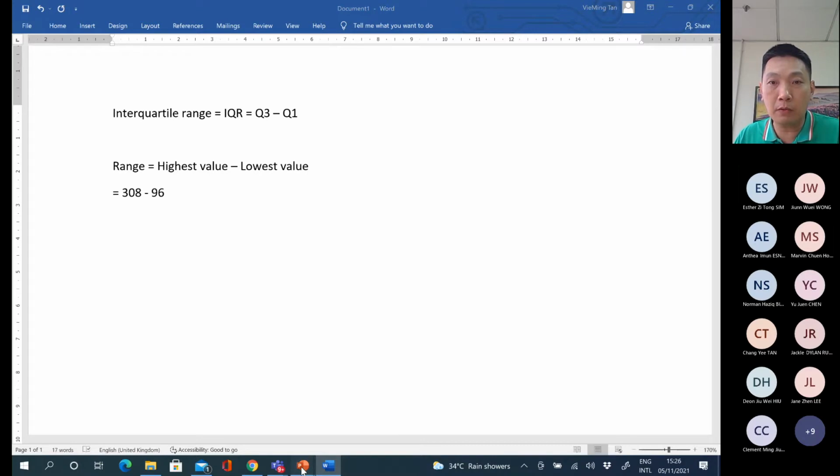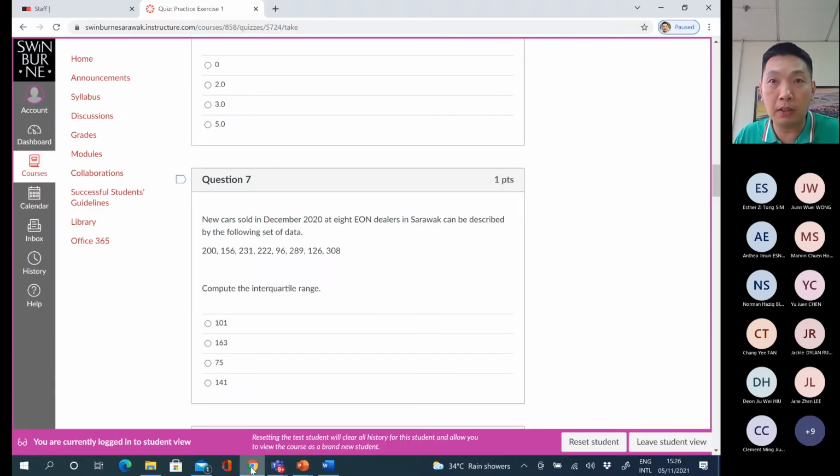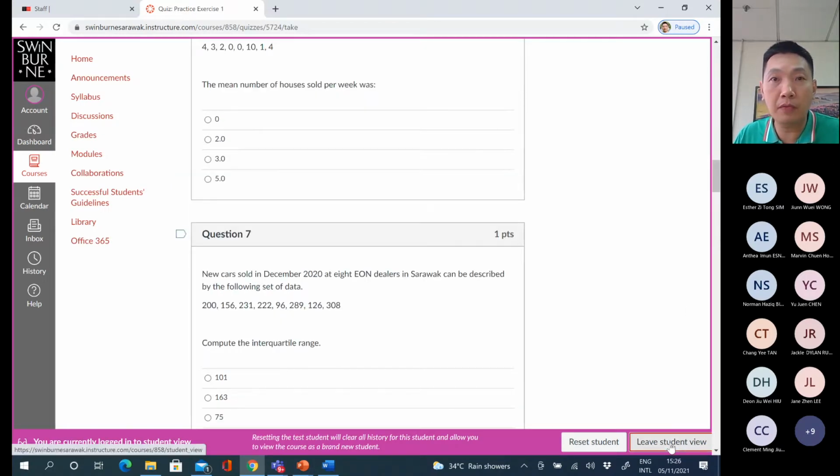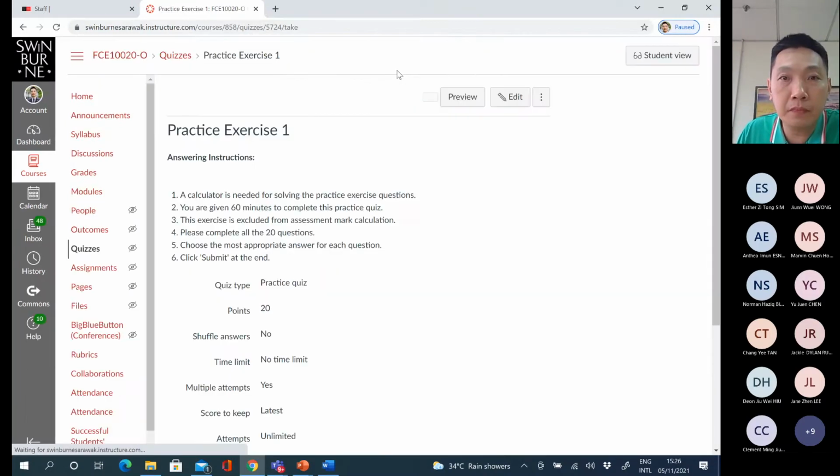Okay, then the next measurement will be, let me try to go back to the Canvas side. Okay, and then I try to leave from the student view. We go to the module just now.